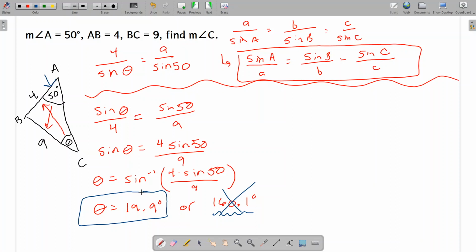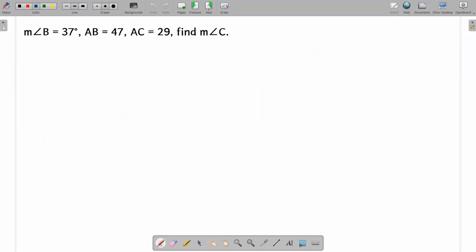So let's look at another example, something where we have a different outcome. So again, we're going to have to draw our triangle.